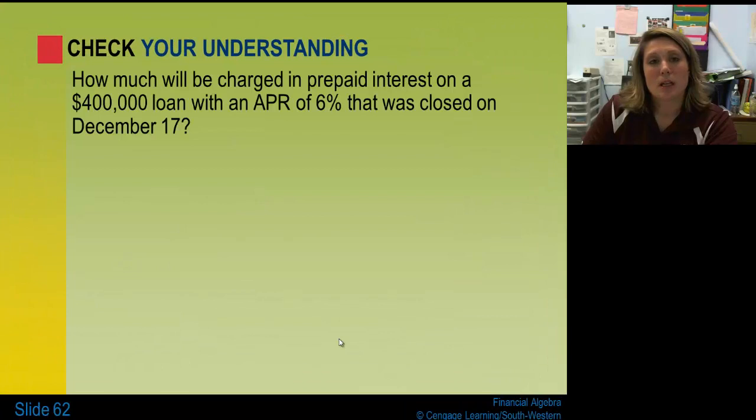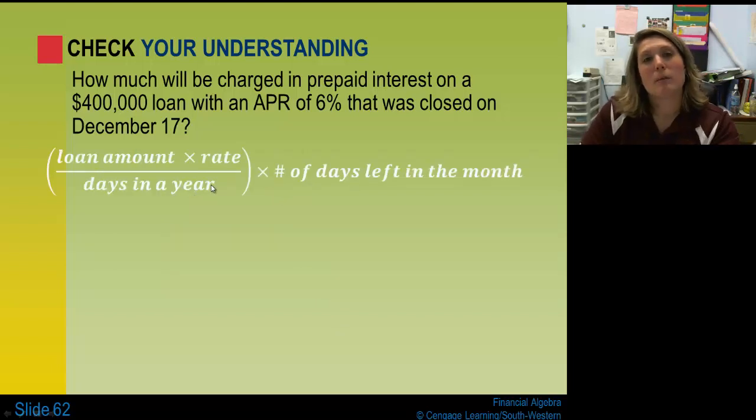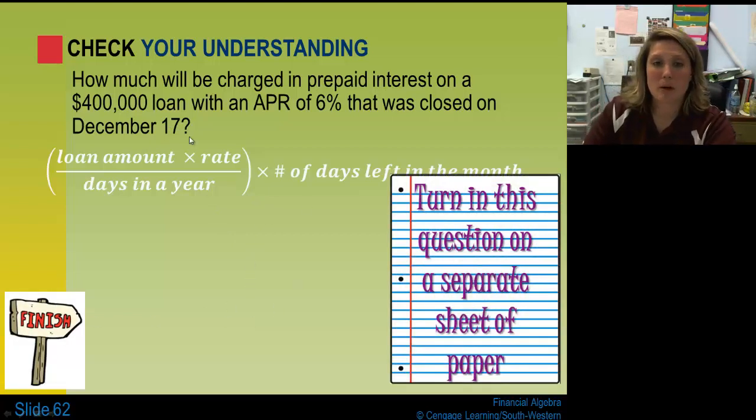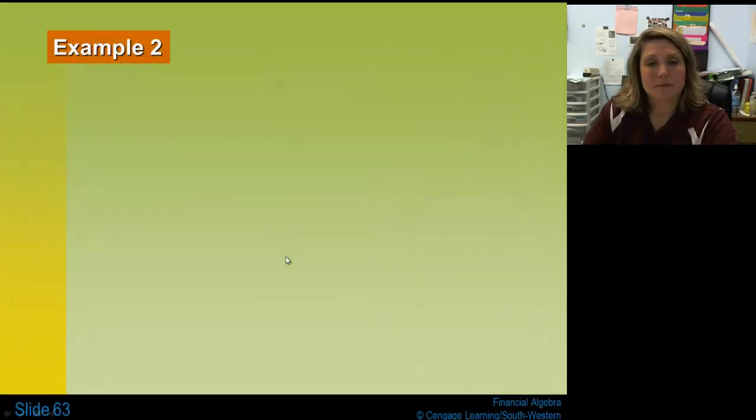So check your understanding. How much will be charged in prepaid interest on a $400,000 loan with an APR of 6% that was closed on December 17th? Here's a little bit of a shortcut for what we just did. Take the loan amount times the rate, divide that by the days in the year, then multiply that by the number of days left in the month. If they closed on the 17th, their first payment is due January 1st. You need to go ahead and finish this in your notes as well as on a sheet of paper. Use that formula to help you solve this.